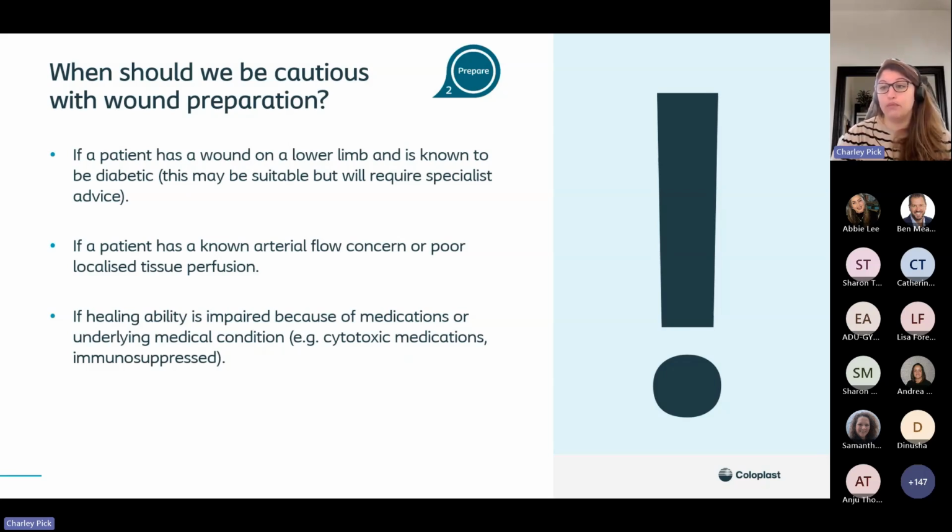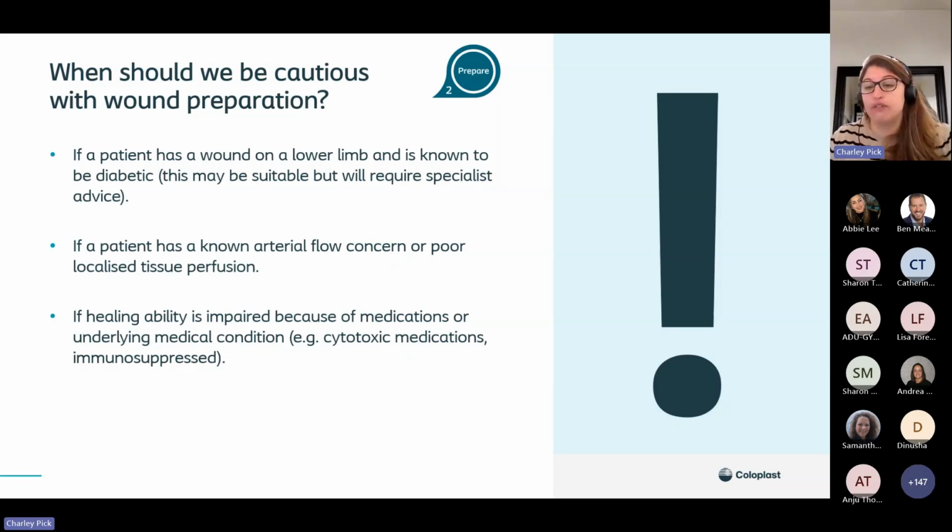And if we then open it up, we are not only opening up at the risk of infection, but the likelihood is we might not be able to get that wound to heal because it hasn't got that blood supply that it needs. And if the patient's healing ability is impaired because of medications or underlying medical conditions, so your cytotoxic medication or your patients that are immunosuppressed, just think about whether their immune system is able to manage if we do the wound preparation.